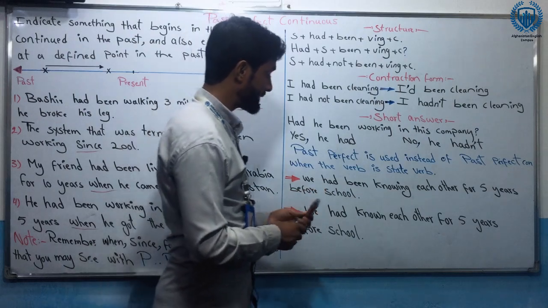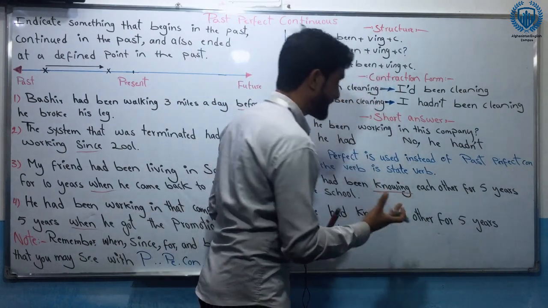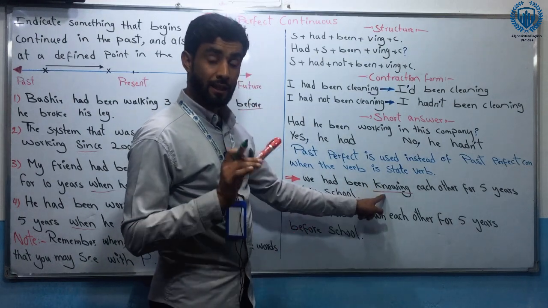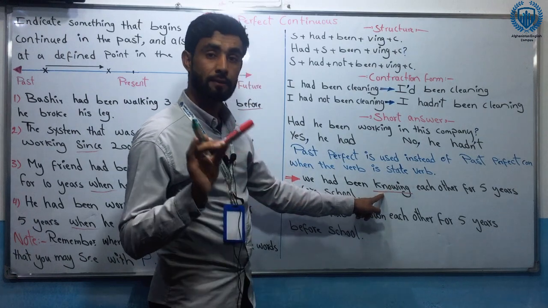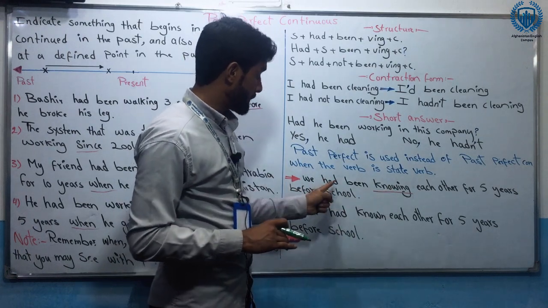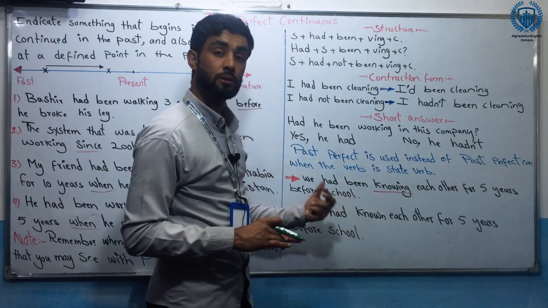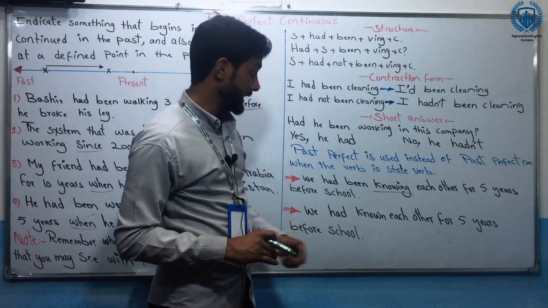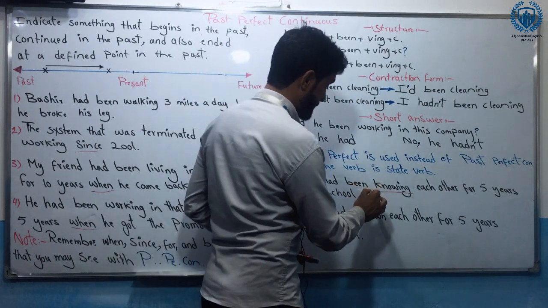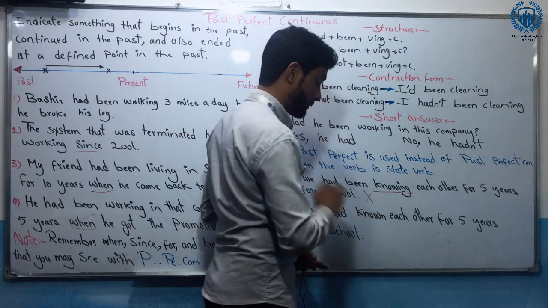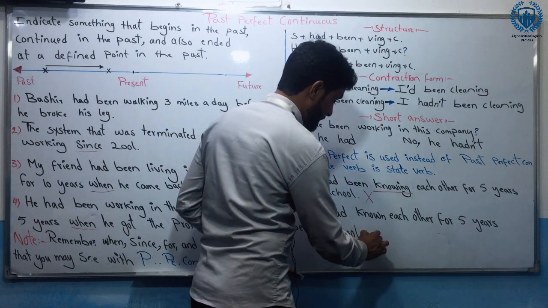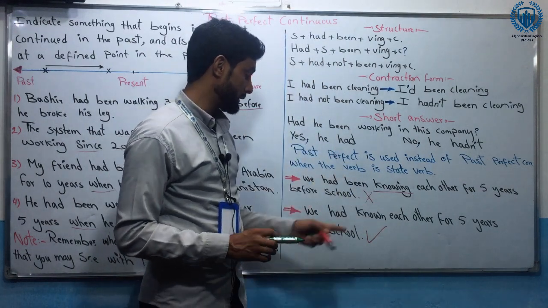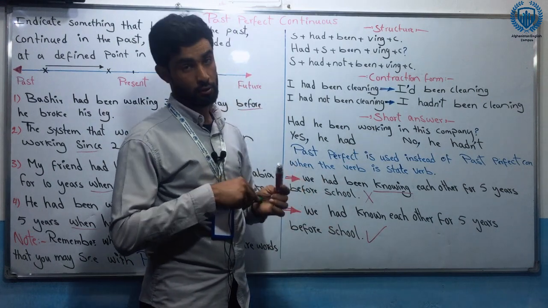So in this sentence we have the verb know, and it has taken the ing form. That's not correct, because know is a state verb. It cannot have the ing form of the verb. Instead of past perfect continuous, we have to use only past perfect. We had known each other for 5 years before school. This one is correct. The first sentence is incorrect. The second sentence is correct, because know is a state verb, and instead of past perfect continuous tense, the past perfect should be used.